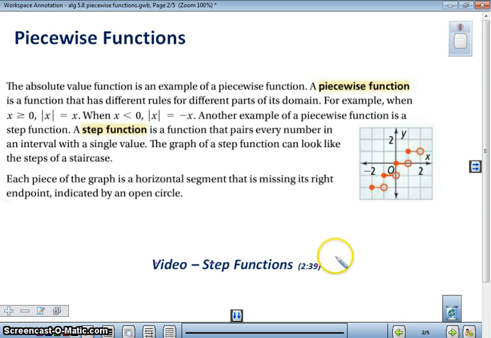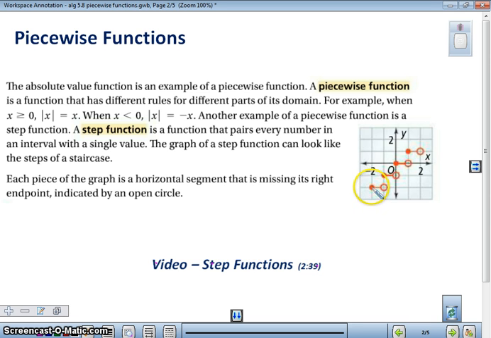What is a piecewise function? Absolute value is an example of one. It is a function where the rules are different for different parts of its domain. For example, absolute value of x equals x when it's greater than 0, but if x is less than 0, that absolute value might come out to be negative if we are looking at that.